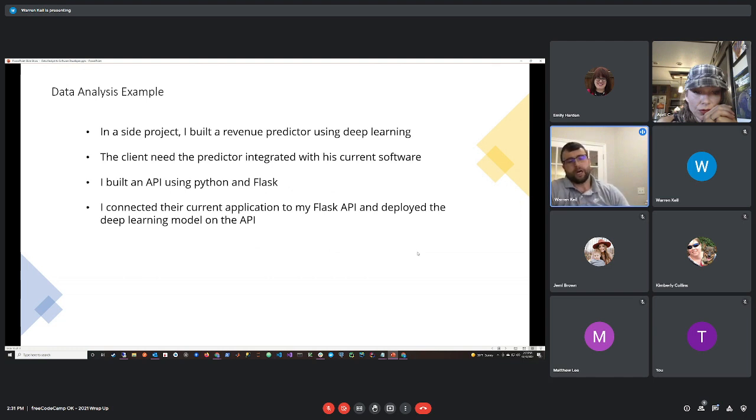And so I took on the job, and I learned about APIs. I spun up a Flask API and deployed the model there. The other dev helped me out, and we integrated their existing software and existing database with my API. So he could just click some buttons in his current software, and it would ping my API. My model would do its work and send the results back. So it was all contained in his existing software.